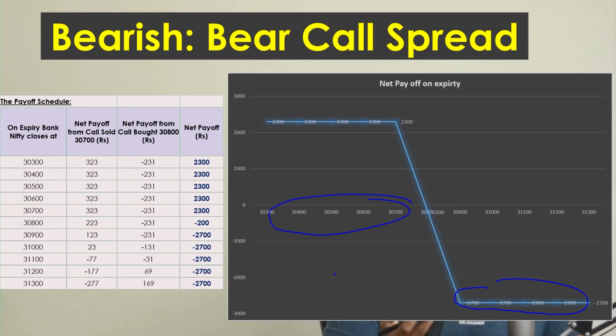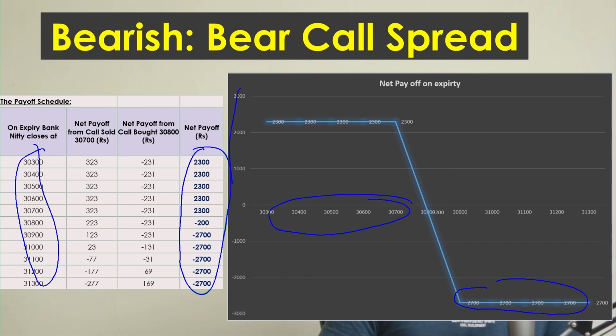And how have I calculated? Well, I have calculated based on this table. Here you can see this table. This is our x-axis, so it is giving us the strike price. And this is our payoff. So this is our profit or loss. It is on the y-axis here.